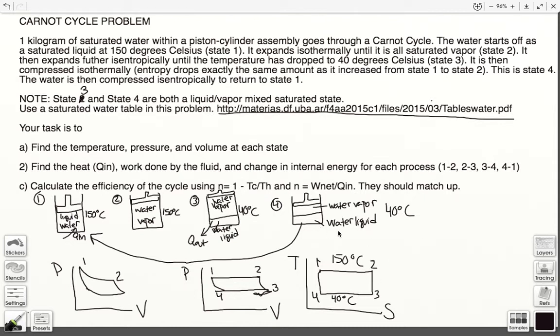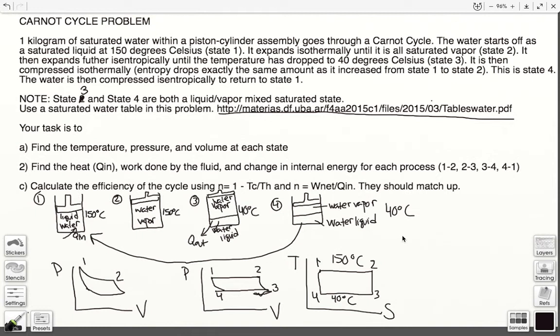So going back to the problem, here is to find the temperature, pressure and volume at each state. So at state 1, 2, 3, and 4, I want you to find the temperature, pressure, and volume for each of these states. Then for each process from 1 to 2, 2 to 3, 3 to 4, and then from 4 to 1, I want you to find the heat coming into or out of the system, the work done by the fluid, and the change in the internal energy for each process.